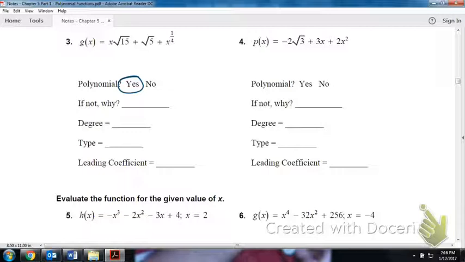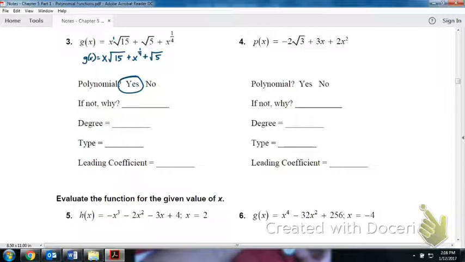So in this case, we've got g of x equals, the highest exponent is 1, which is right there. So it's x to the square root of 15 plus x to the 1/4 plus the square root of 5. All right. So this one's a polynomial. That's standard form. The exponents are in descending order.